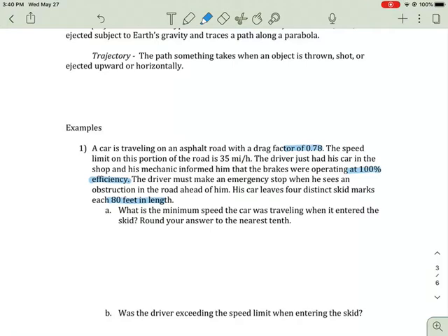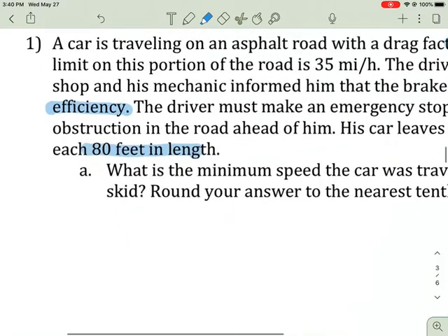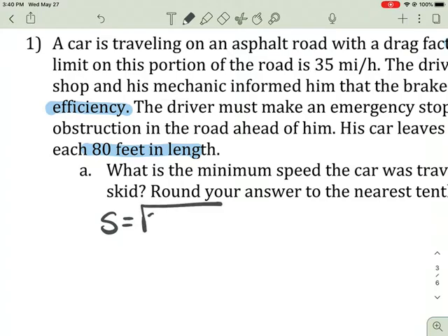So what is the minimum speed the car was traveling when it entered the skid? And we're going to round our answer to the nearest tenth, so we're going to get a decimal answer. All right, so we're going to be using the formula S equals the square root of 30DFN.